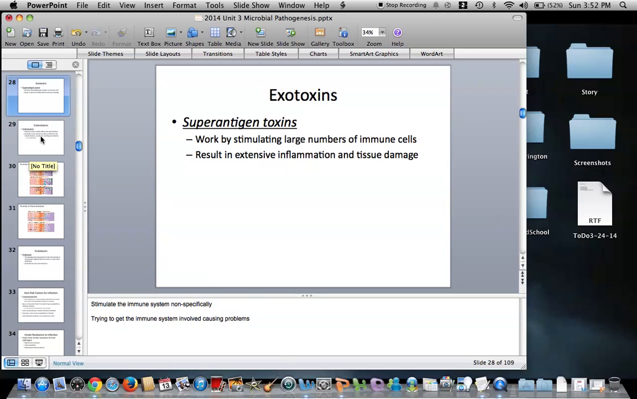And then superantigen toxins work by stimulating a large number of immune cells, resulting in inflammation and tissue damage. So not quite a cytokine storm like I was thinking, but it's pretty close in that you just want to essentially convince the immune system to overreact and damage the surrounding tissues.